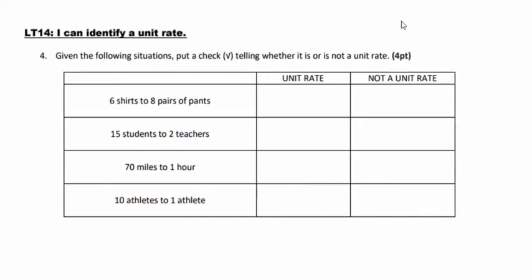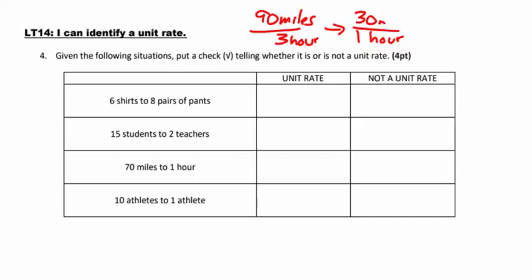All right, let's look at 14, a unit rate. So remember, a rate, let's see, 90 miles in 3 hours, that is a rate. I'm looking at 2 different things. If I want to change it to a unit rate, that just means I have a denominator of 1. I'm simplifying it down to 1. So 90 miles divided by 3 would be 30 miles. So this is my rate. This is my unit rate.